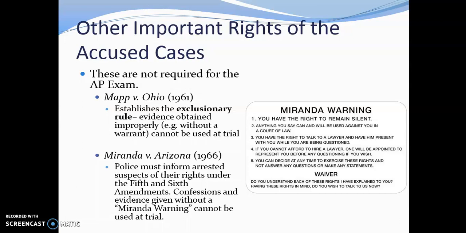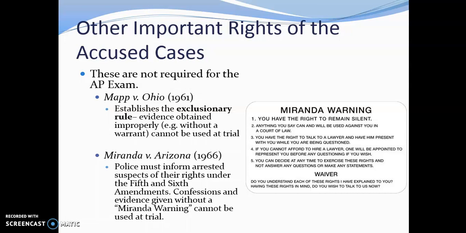And then another case, Miranda v. Arizona. The police have to inform arrested suspects of their rights under the Fifth and Sixth Amendments. Confessions and evidence given without what's called the Miranda warning cannot be used at trial. I'm sure you've seen this on television, or maybe you've experienced it yourself. You have the right to remain silent. Anything you say can and will be used against you in a court of law. You have the right to talk to a lawyer. This is referencing the rights you have in the Fifth Amendment and the Sixth Amendment.